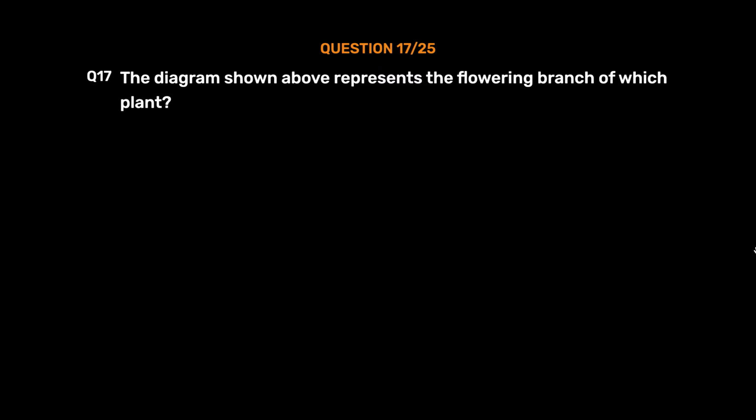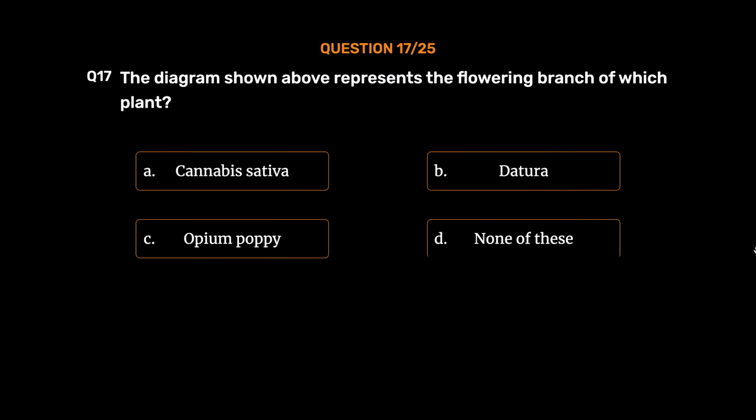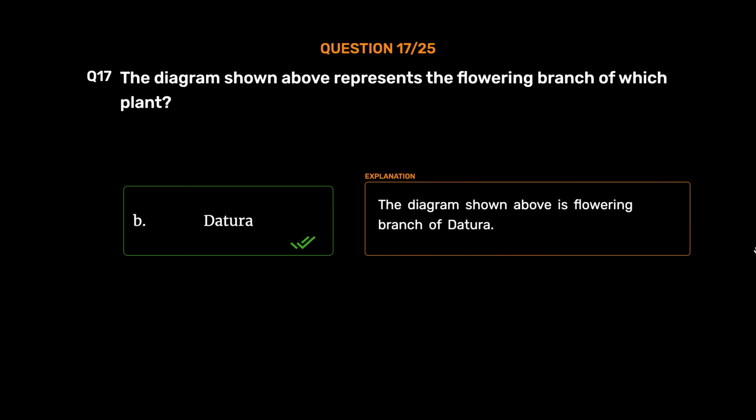Question number 17. The diagram shown above represents the flowering branch of which plant? Option A. Cannabis sativa. Option B. Dhatura. Option C. Opium poppy. Option D. None of these. The correct answer is option B. Dhatura. The diagram shown above is flowering branch of Dhatura.